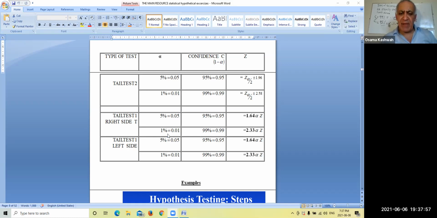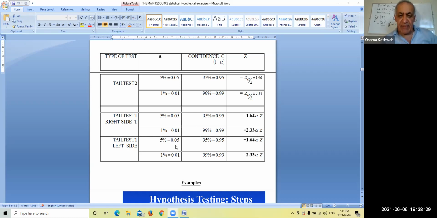Those numbers are like I told you before: 5%, 1%, 5%, 1%, but it differs on one tail or 2 tails. So with much experience in solving, you will know when it is 1.96 and when it is 2.58 and when it is 1.64. These are the numbers which you will compare. This is the Z tabulated, which you will get from the table.